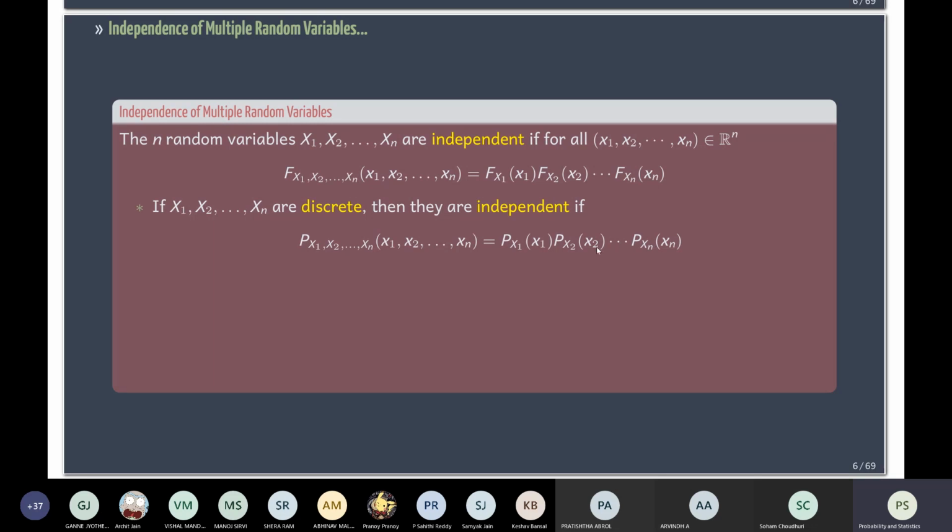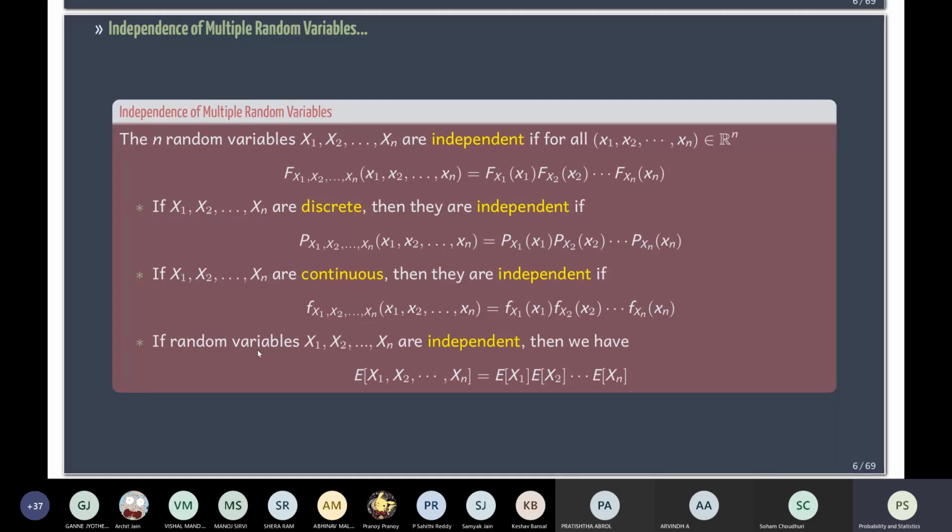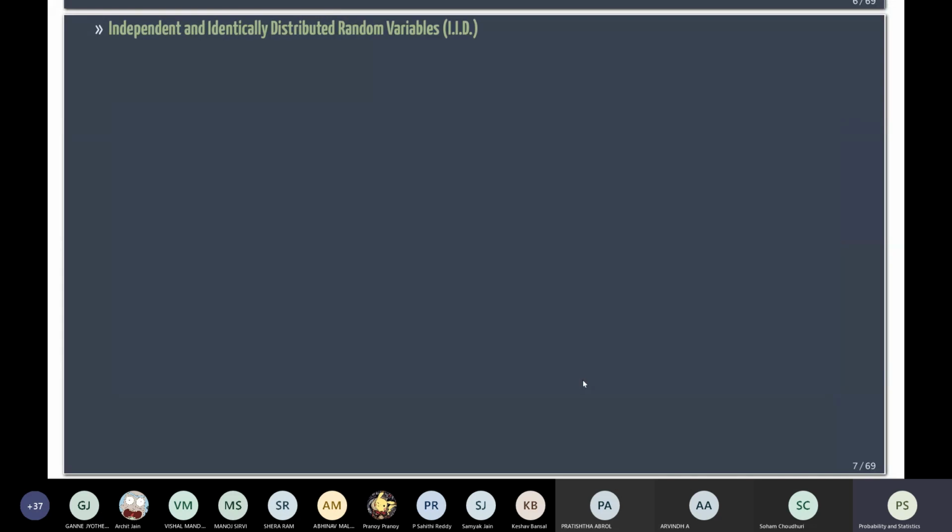the PMF values are the product of the individual PMF. The joint PMF is the product of the individual PMF, and in the continuous case, we talk about the PDF. In the discrete case, these are PMF. In the continuous case, the PDF should be the product of the individual PDF. If x1, x2, xn are independent, then obviously this relationship will hold regardless of whether it's continuous or discrete. Obviously, it follows from the definition itself. So we can write things like this.